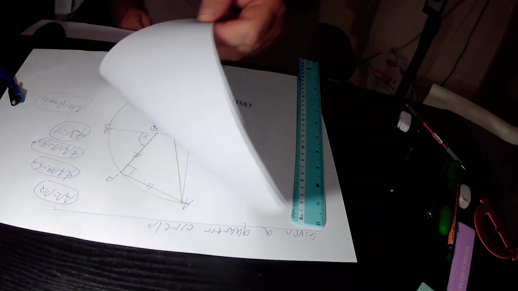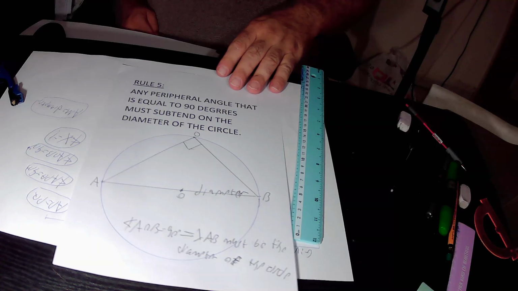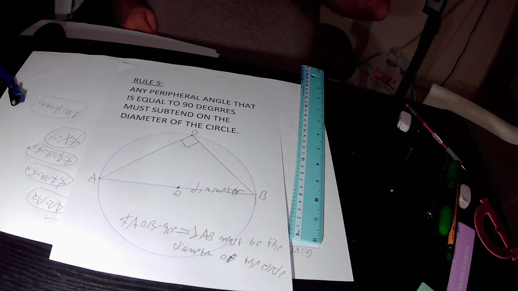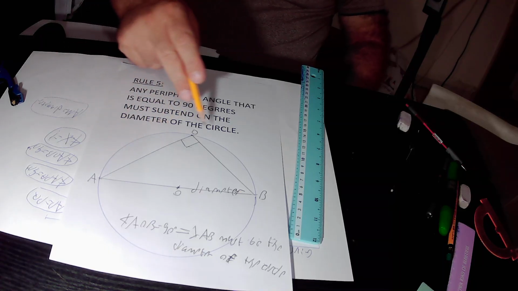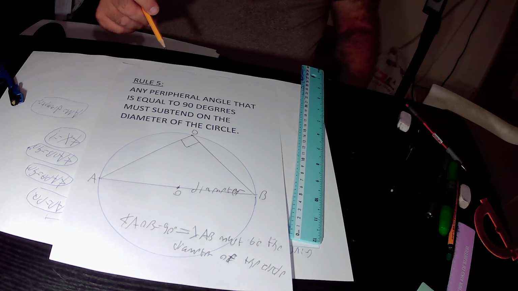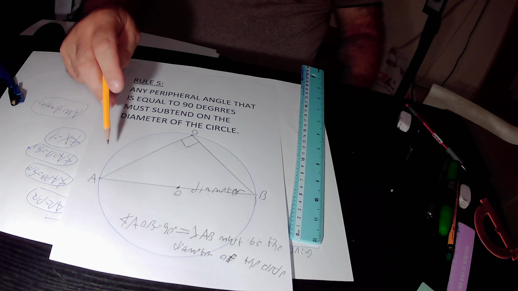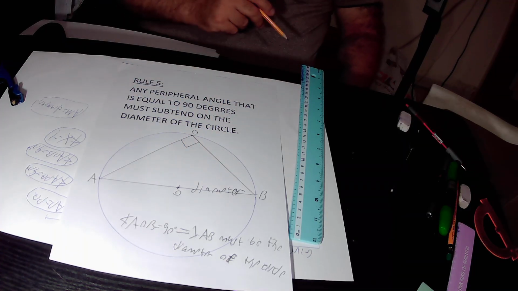So a bit quicker on rule 5. Any peripheral angle that is equal to 90 degrees must subtend on the diameter of the circle. So in the rule we have a circle. This is peripheral angle AOB that is equal to 90 degrees. And therefore, according to rule 5, peripheral angle AOB must subtend on AEB, that is the diameter of the circle.